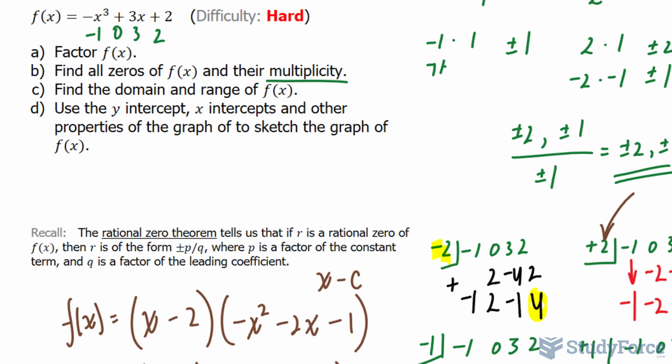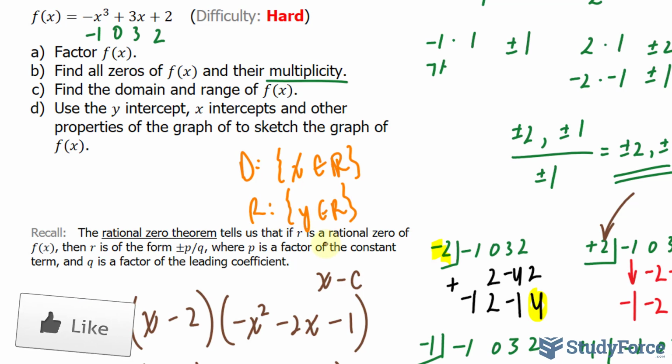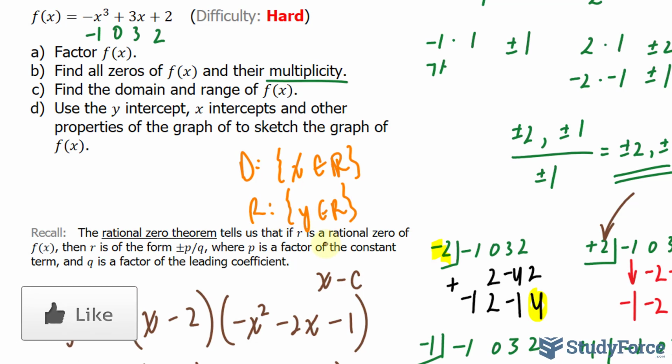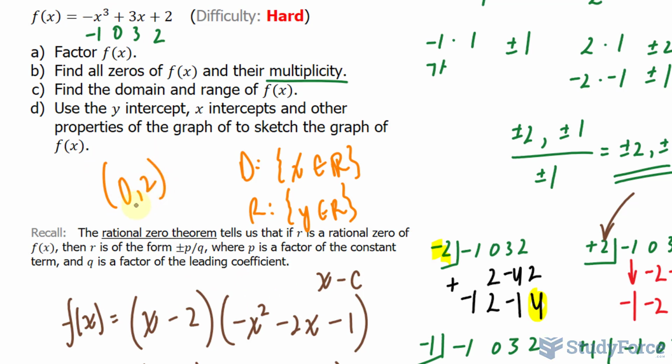They also want us to find out the domain and range, and without going into too much detail, anything you put into x, you'll get an output. So your domain consists of all real numbers, and your range is the same. In D, we're asked, use the y-intercept, x-intercepts, and other properties of the function to graph. To find the y-intercept, I'll set x equal to 0, and you should end up with a point at 0 and 2. That's the y-intercept.